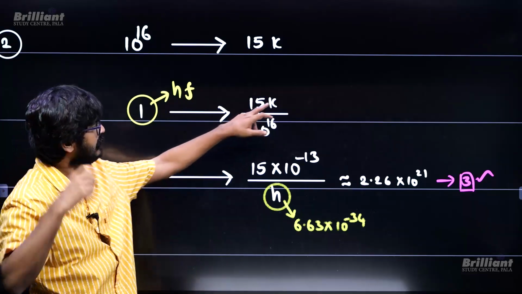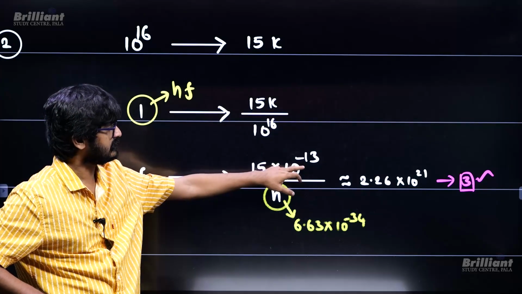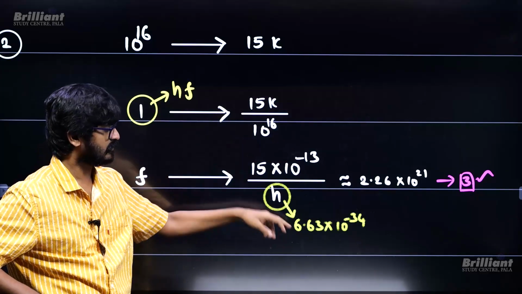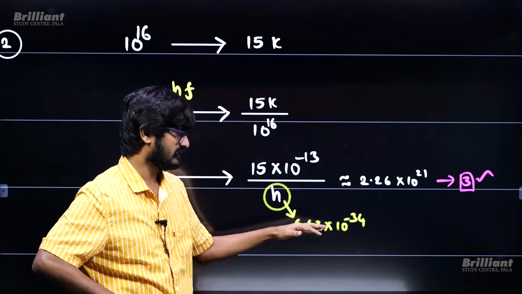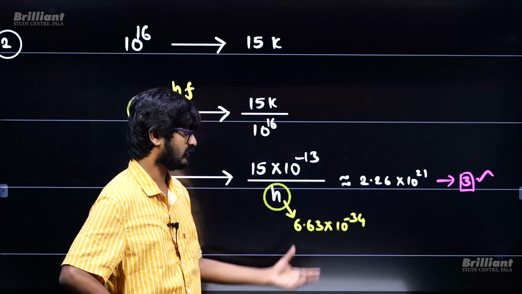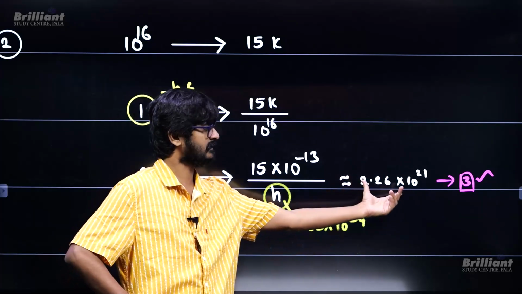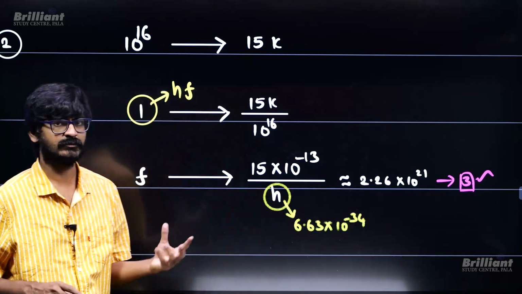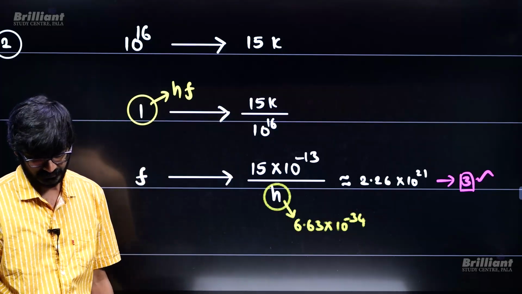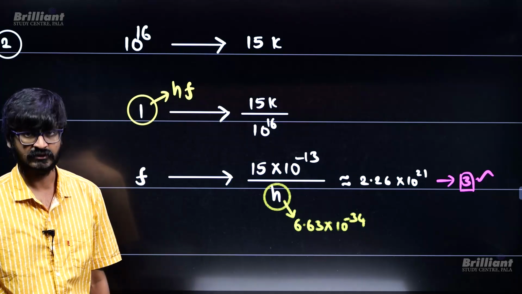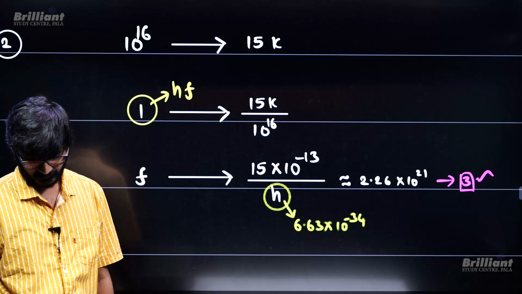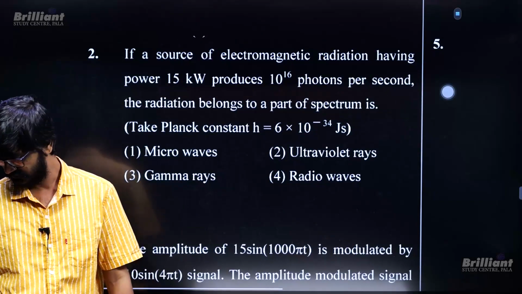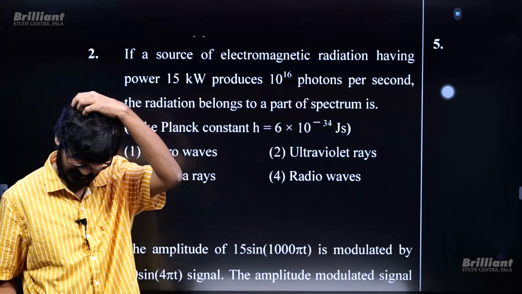So 10 cube by 10 power 16 will be 10 power minus 13, divided by h value, which is 6.63 into 10 power minus 34. Anyway, you can approximately do the calculation. You can go with 6.5 into 10 power minus 34. So you will be getting this much frequency, which belongs to gamma radiation. If you want, you can calculate the wavelength also, but if you remember frequency, then you can get it easily, right? So gamma. So for the second question, the answer will be 3.